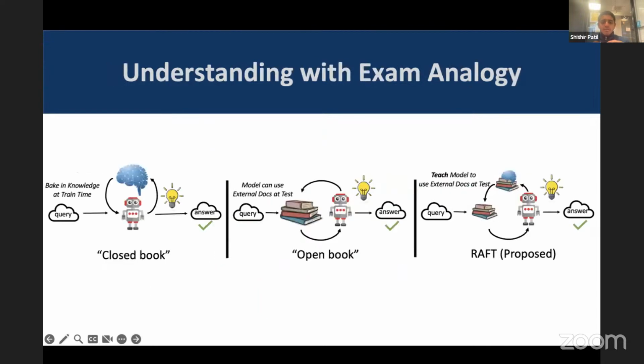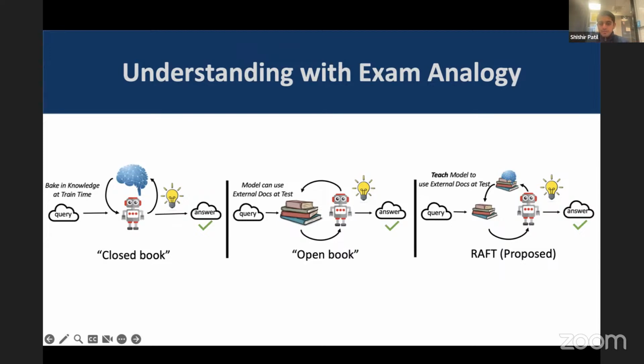So to understand what's going on here, let's take an analogy of how students give exams, right? Suppose you have an exam. One way you can prepare for this exam is actually studying for the exam. And this is the classical closed book setting, right? You study at home, you go to your exam center, they give you questions, and then you give them answers. So that's the left-hand side, the closed book.